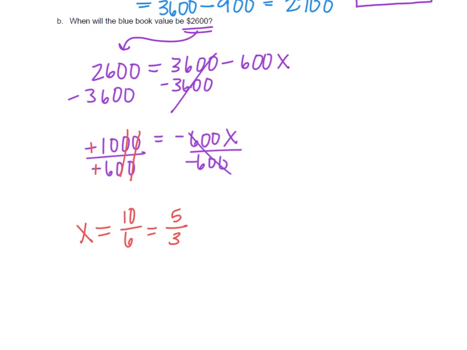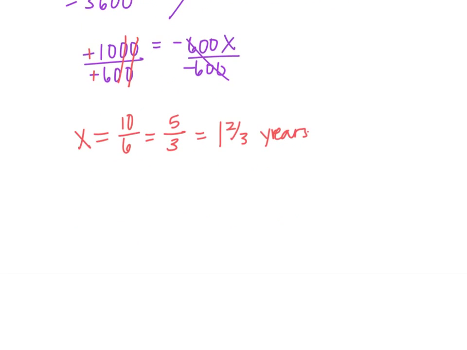So we want to know, 5/3 is how many years? Well, that might be easier to look at as a mixed number. 3 fits into 5 one time, and then you have 2 left over, and you put it over the 3. So it's 1 and 2/3 years. Well, that's not very helpful for anyone. Let's turn those 2/3 into months, because we know it's 1 year.